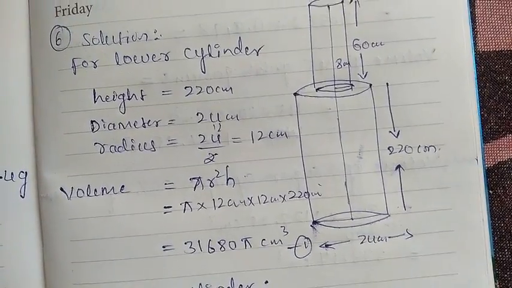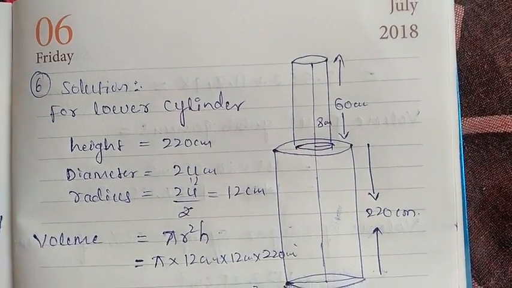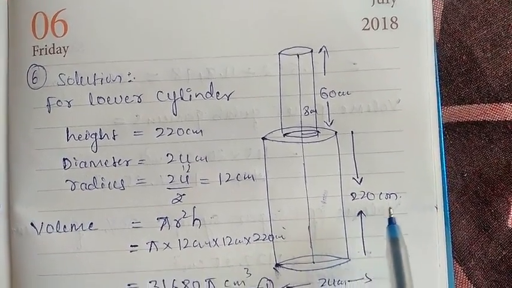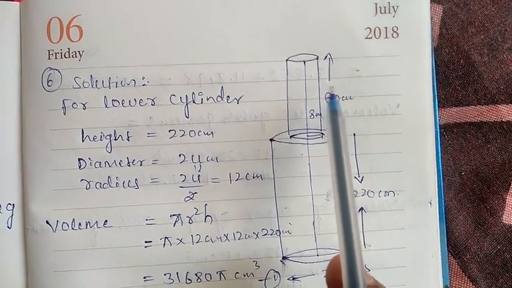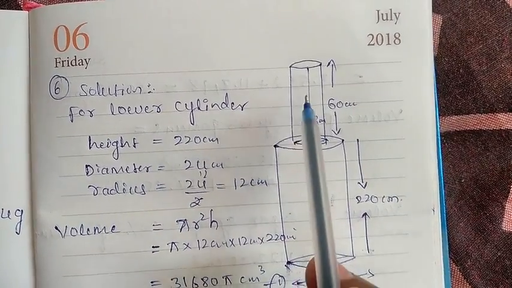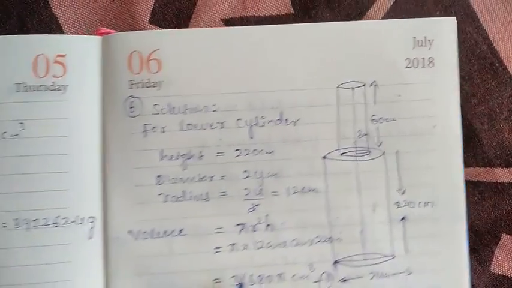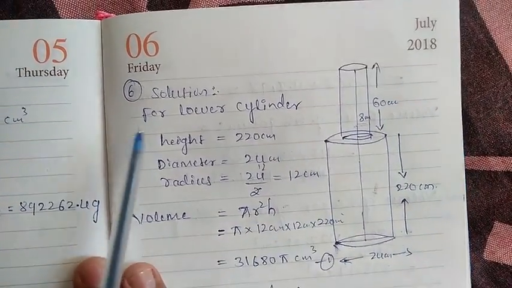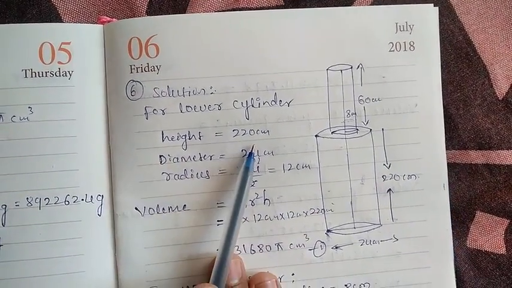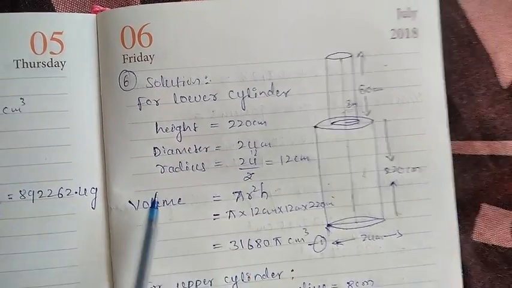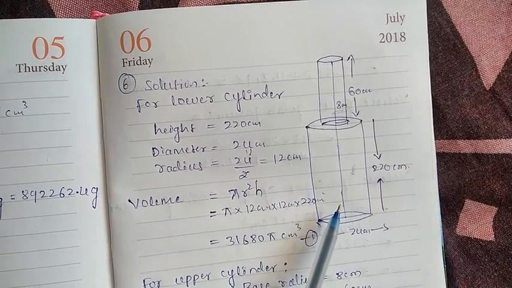See here, I drew the diagram based on the question. Two cylinders are there, already given in the question. One is the big cylinder, with height 220 centimeter and diameter 24 centimeter. One more cylinder is surmounted on top of this cylinder, with height 60 centimeter and radius 8 centimeter. First you have to solve for the lower cylinder. The height is 220 centimeter, the diameter is 24 centimeter, and we know radius is equal to diameter by 2, which is 12 centimeter.